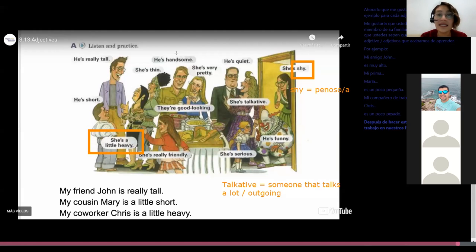So, la palabra literal for gordo sería fat, pero yes. When we're saying a little heavy, right, un poquito, rellenito.